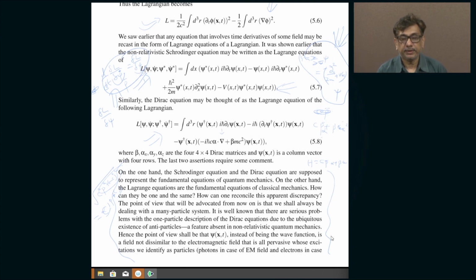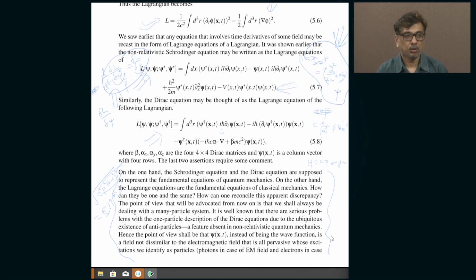The answer is the following: we do not interpret this psi as the wave function. If you interpret it as a wave function, it is just a mathematical curiosity. You could still do it, because after all, this procedure is just a variational argument. You just minimize some functional of psi and say that nature prefers to behave that way. You can think of it that way if you wish. However, the point of view that will be advocated later is that psi really is not the wave function of the particle at all, but rather it is actually a field.